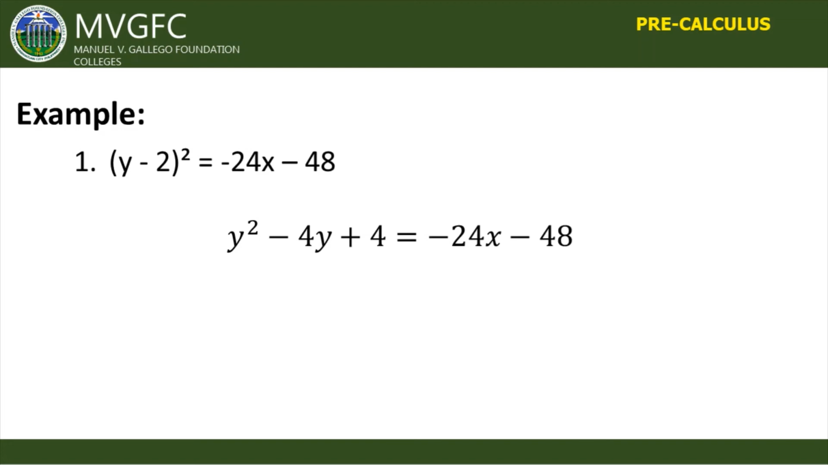So, we have y times negative 2 is negative 2y. Negative 2y times 2 is equal to negative 4y. Last is to square the last term. The last term is 2. So, 2 times 2 is equal to 4. So, we have now y squared minus 4y plus 4 is equal to negative 24x minus 28.